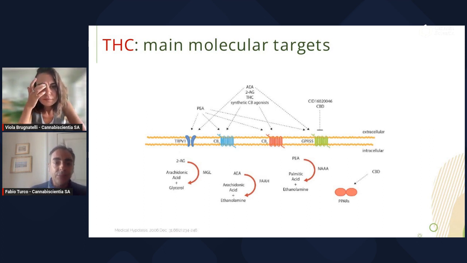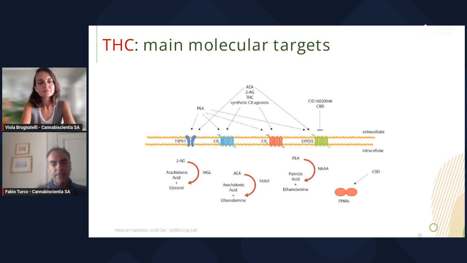THC can also bind to CB2 receptors that are localized mainly on immune cells and in the peripheral organs. And the action of THC on the CB2 receptor is responsible mainly for the anti-inflammatory properties of THC. By acting on CB2 receptors, THC can also exert neuroprotective effects.